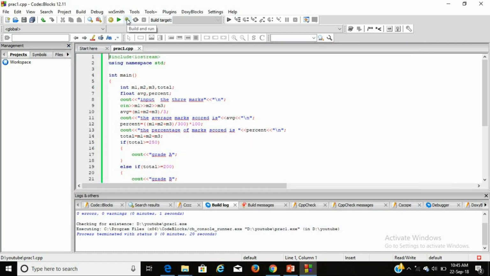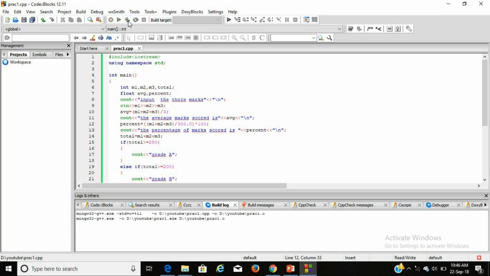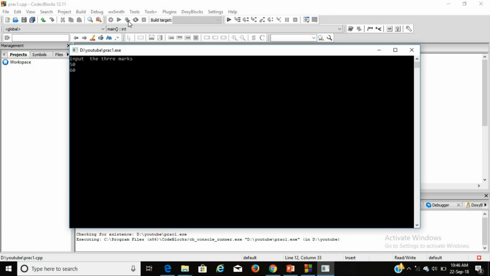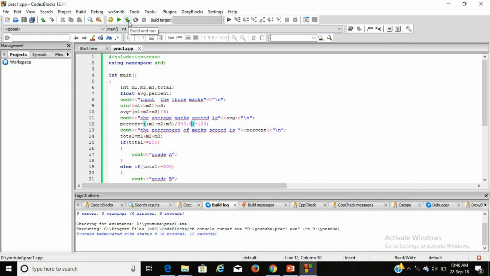So why is the percentage of marks scored coming out to be 0? Percent is float. Let's try 50, 60, 70. Percentage of marks scored is 60. So why did it print 0 initially? That is because, as you can see, these are integers, whereas the final variable is float. So for it to give an answer in float, it's good that we just put this as 300.0 and you will get the answer.